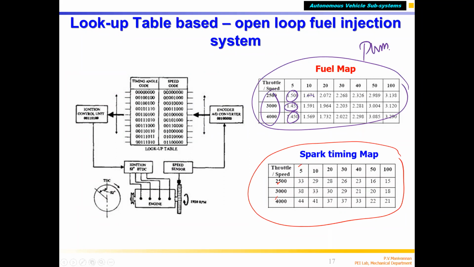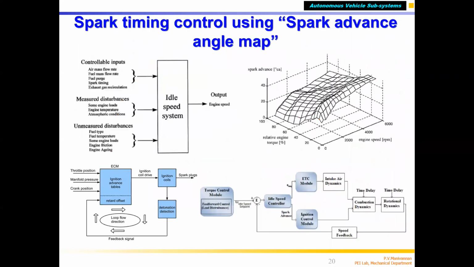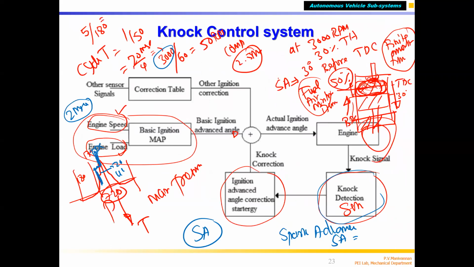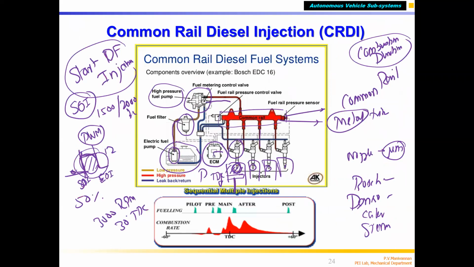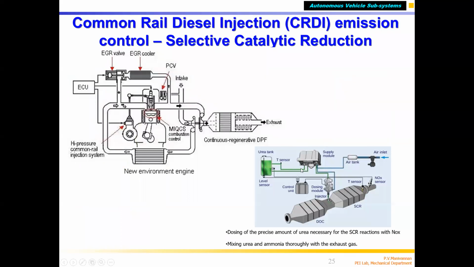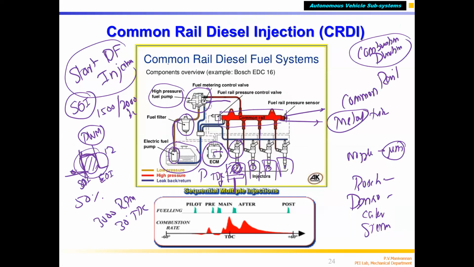You do that by connecting your diesel engine to a dynamometer, setting the throttle at different positions, running the engine at different RPM, filling the table and storing it in the ECU, same as a petrol engine. Multiple cylinders means you will be putting multiple injectors, so that is called a common rail injection system. Before I close this, I want to explain the advantage of the common rail.